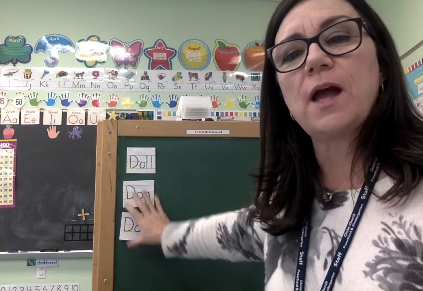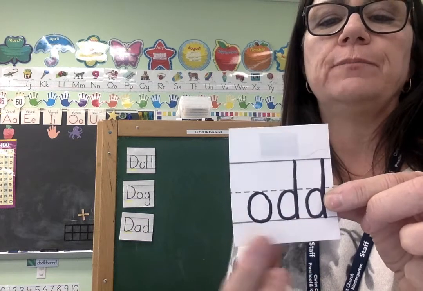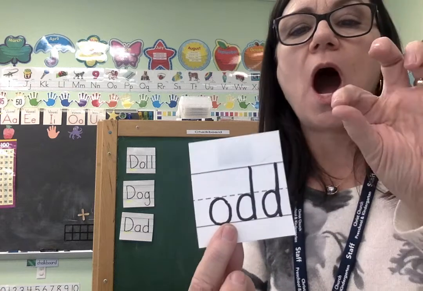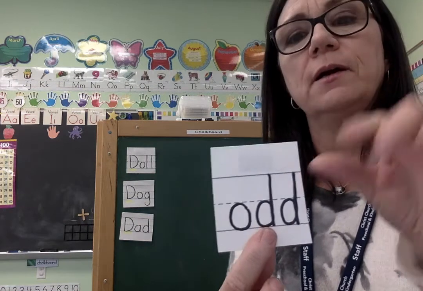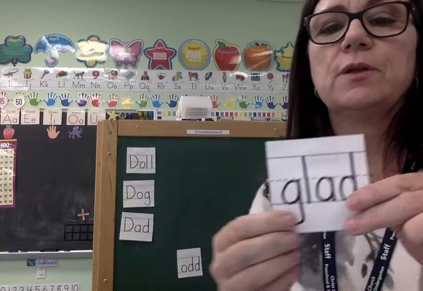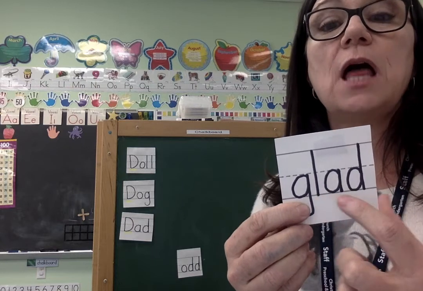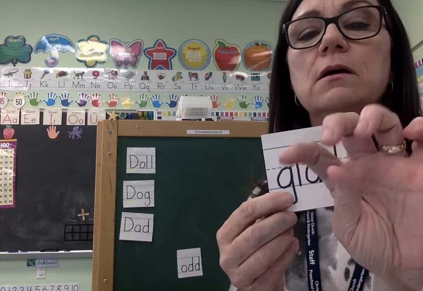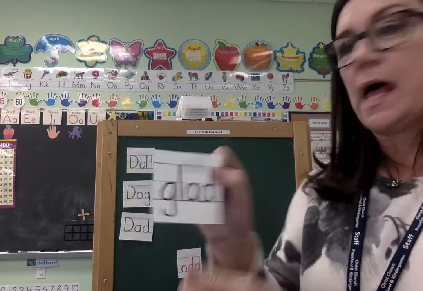So there are three options for the beginning of our sentence. Now we're just going to read some words. Odd. Two D's, but only one tap. Odd. We're just going to float that right there. Here's another one. G-l-a-d, glad. The word glad. We're going to put it right there.